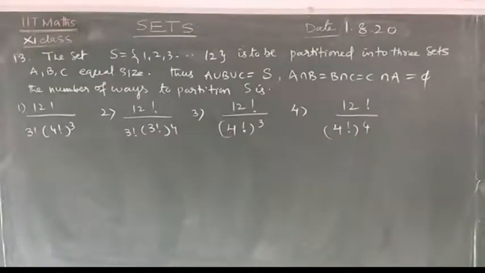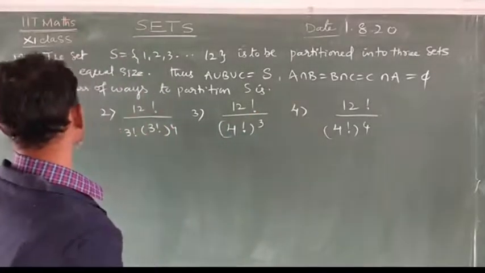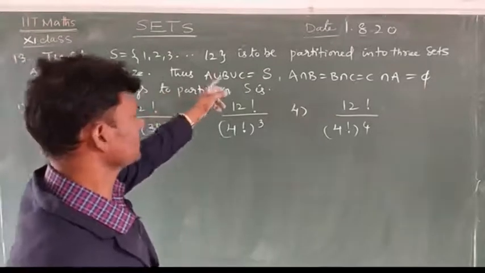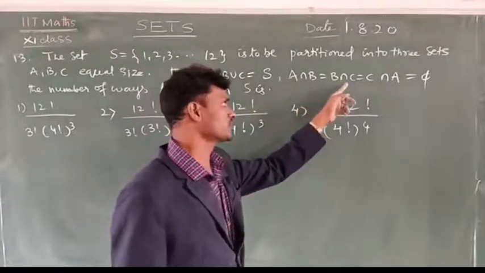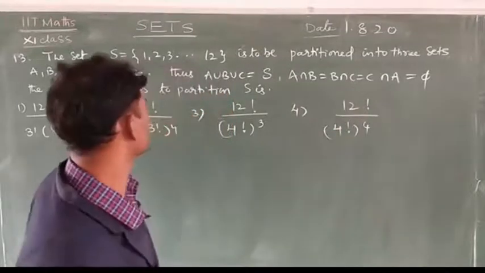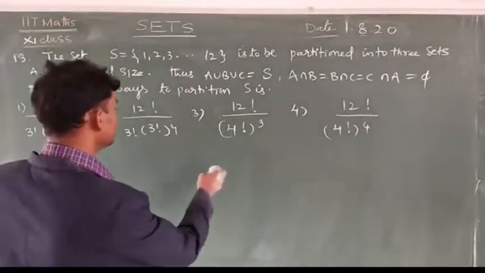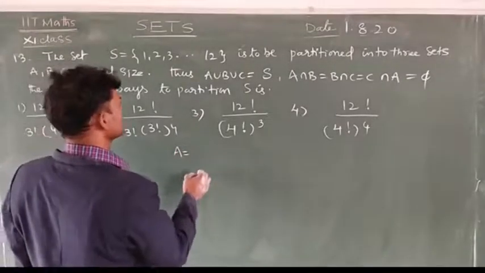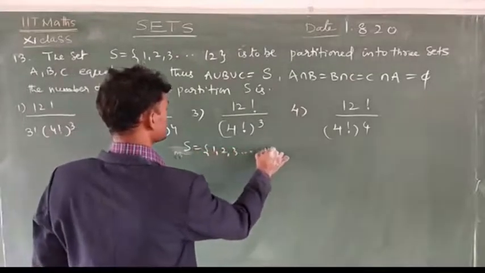Okay, next problem 13. The set S is equal to the set of 1, 2, 3 up to 12, to be partitioned into 3 sets A, B, C of equal size. Thus A union B union C is equal to S, and A intersection B is equal to B intersection C is equal to C intersection A is equal to 5. The number of ways to partition S is, see here, you can take S is equal to the set of 1, 2, 3 up to 12.